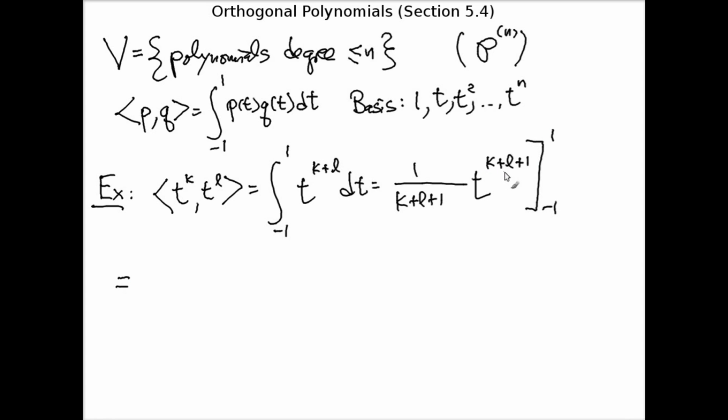Well, if k plus l is even, then k plus l plus 1 is odd, and this comes out to be 2. So this is 2 over k plus l plus 1 if k plus l is even. But if k plus l is odd, this is even, like t squared, for example, and then you'd be getting 1 minus 1, which is 0. So it's 0 if k plus l is odd.